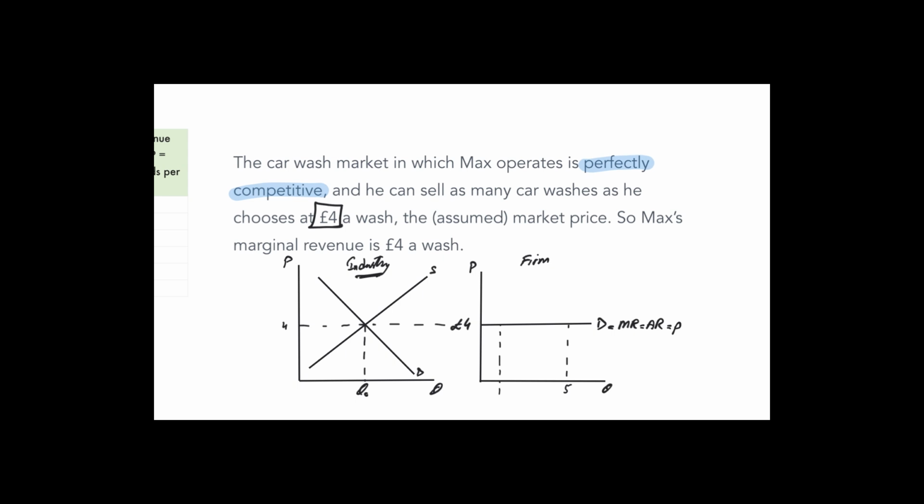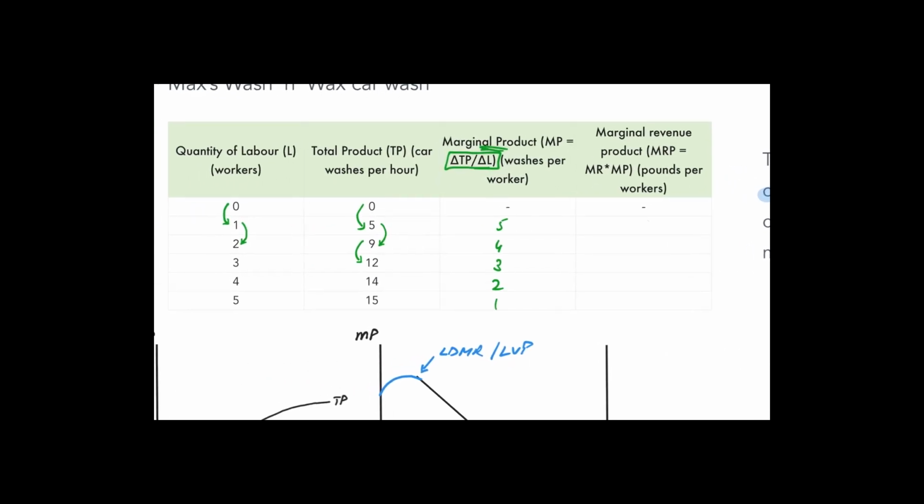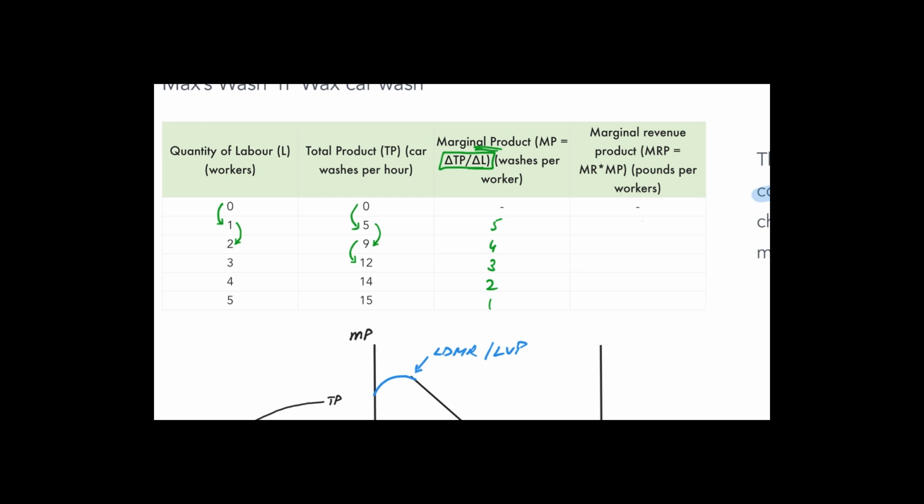So since MR has been established, now I can easily complete my MRP ke numbers. So this MR is 4. So I'll do 4 into 5 is 20.